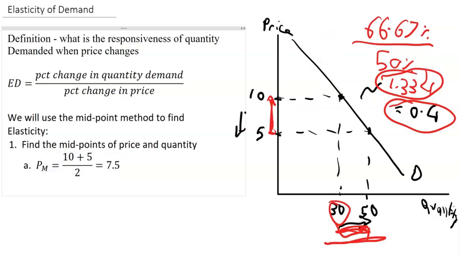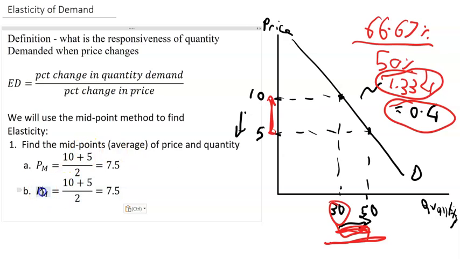You can call it the midpoint, or you can also call it the average. And then we can also find the midpoint of the quantity, which is the average of the quantity. I will name this QM. It's going to be 30 plus 50 divided by 2, which is 40. So that's my first step.